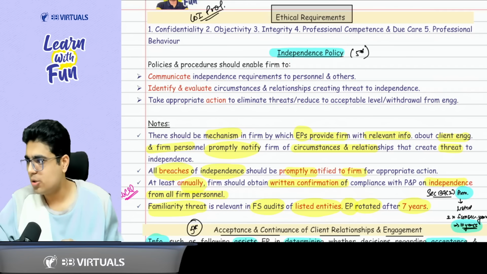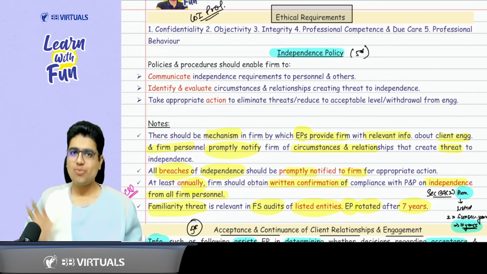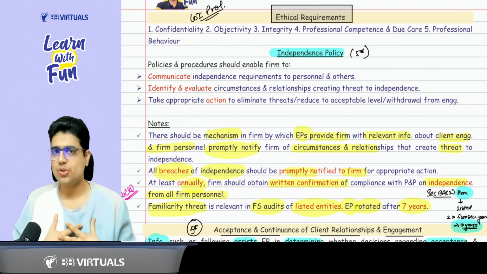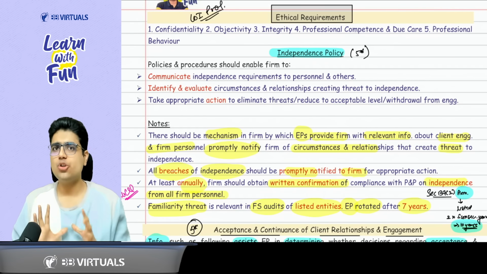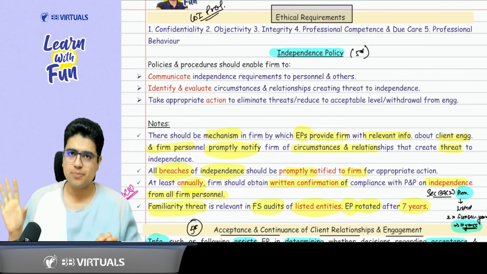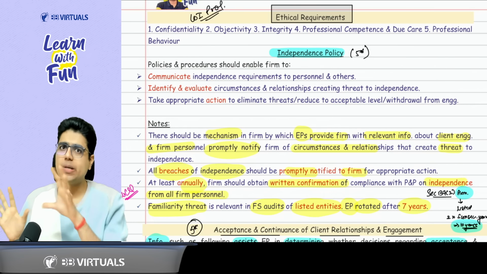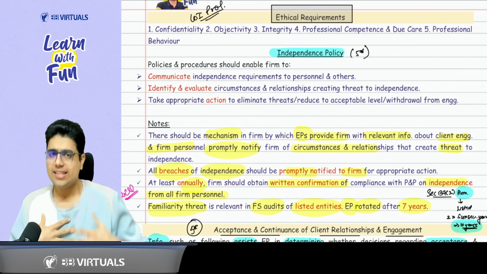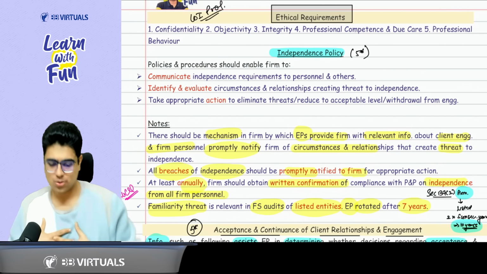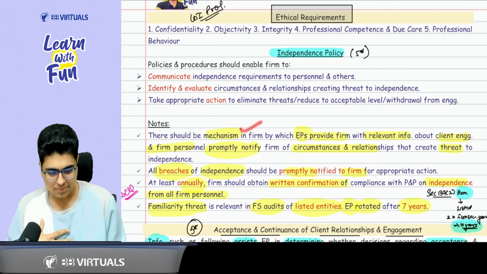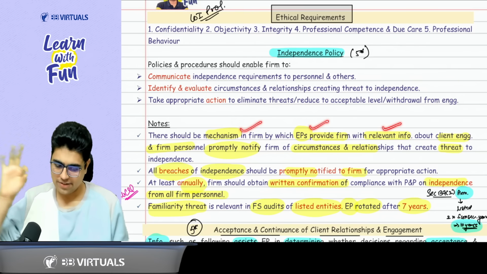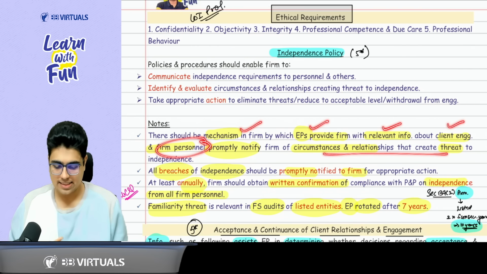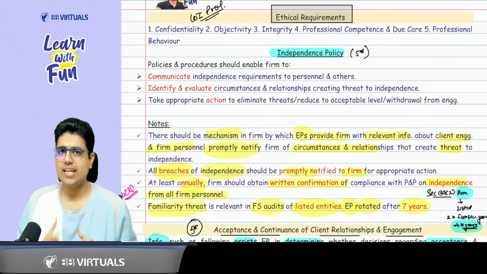Now everyone look at the board. 3-4 more points are given. They say as an engagement partner, when any new engagement comes to you, make sure you are providing proper details about this to the firm. Why, sir? If you are providing proper details to the firm, then if any engagement team member feels that there is some threat, he can give the information to the firm. So it is saying that there is a mechanism in which the engagement partner provides the firm with relevant information about the client, so that if any firm personnel has any threats, then he can notify the firm about it.